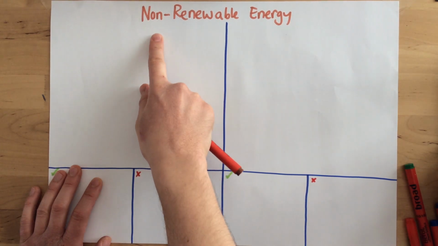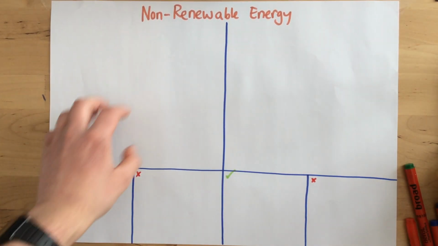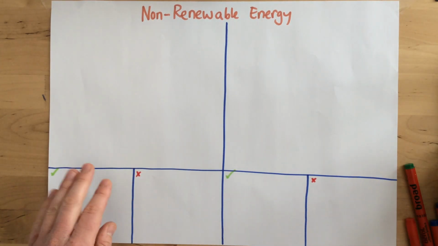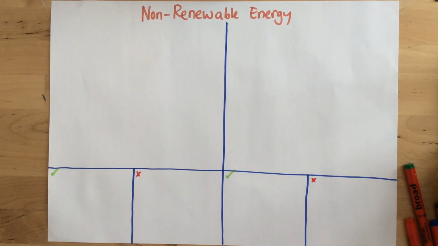Okay, today we're going to learn about non-renewable energy. We're going to learn about the two main types of non-renewable energy. We're going to see how they work, and then we're going to learn about the advantages and the disadvantages.